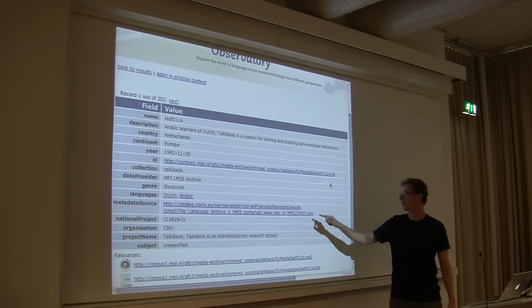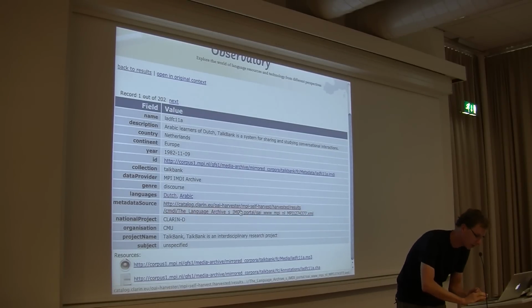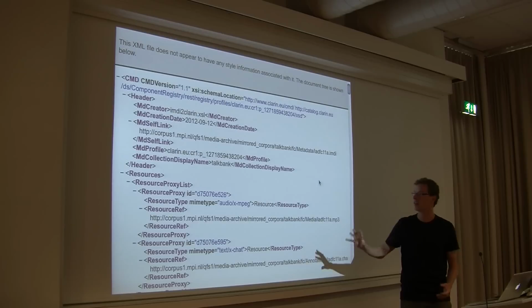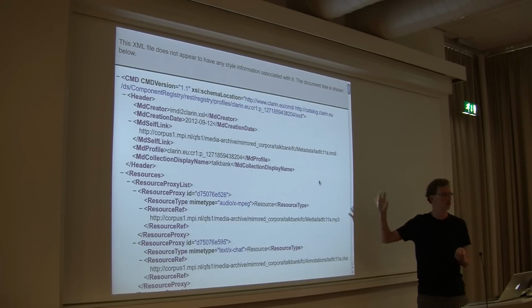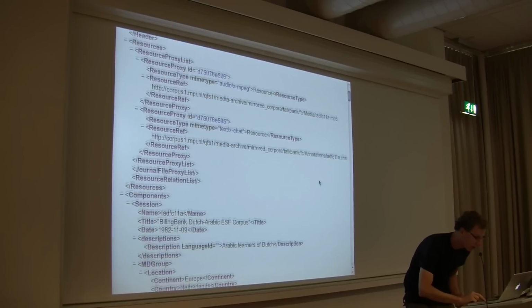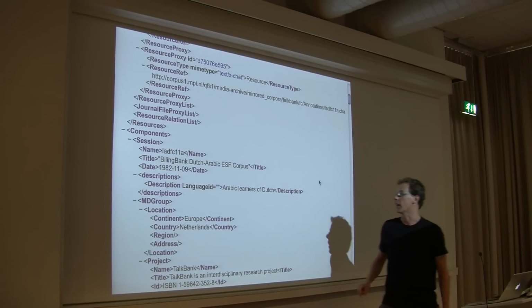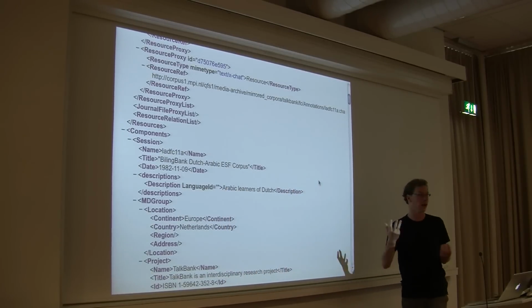There is a link to the metadata source, so you can always click here. And right now, this is pure XML. I won't go too deep into that, but this is just to show you that it's always possible to go from the Virtual Language Observatory to the original source of metadata. So here you will also recognize the fields, like for instance the name, we saw that back, and also this description. So this is basically rendered in the VLO.